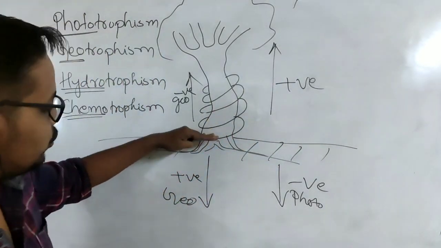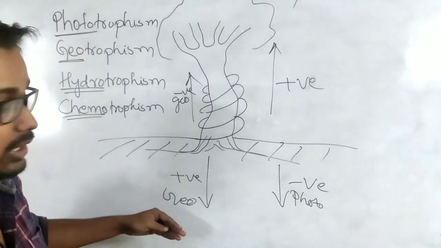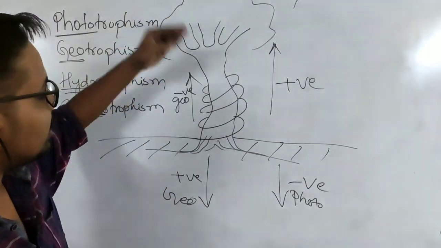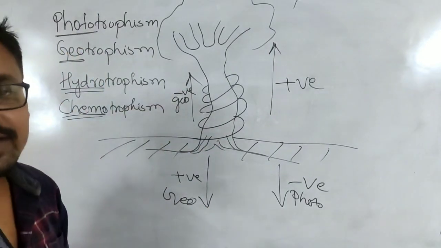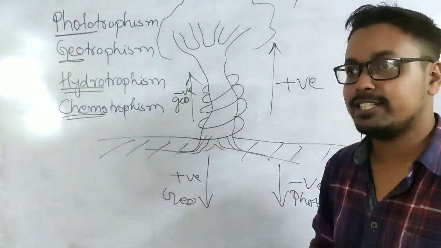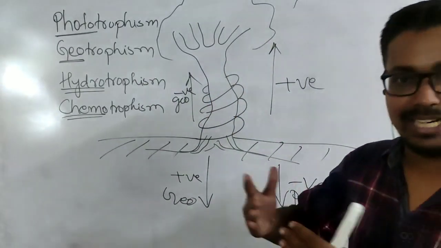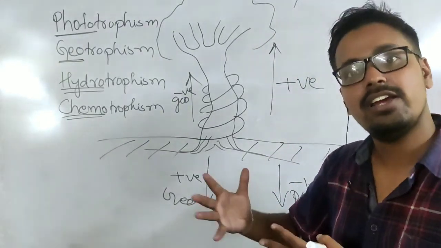As the root is growing towards the earth, it is called positively geotrophic because geo means earth. And as the shoot part grows away from the soil, it is called negatively geotrophic. So that is how the namings are given, whether a part of the plant is positively geotrophic or negatively geotrophic, whether it is positively phototrophic or negatively phototrophic.